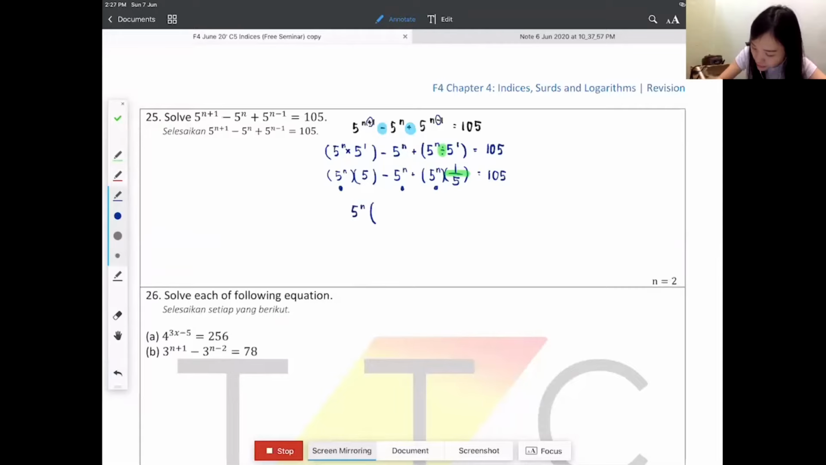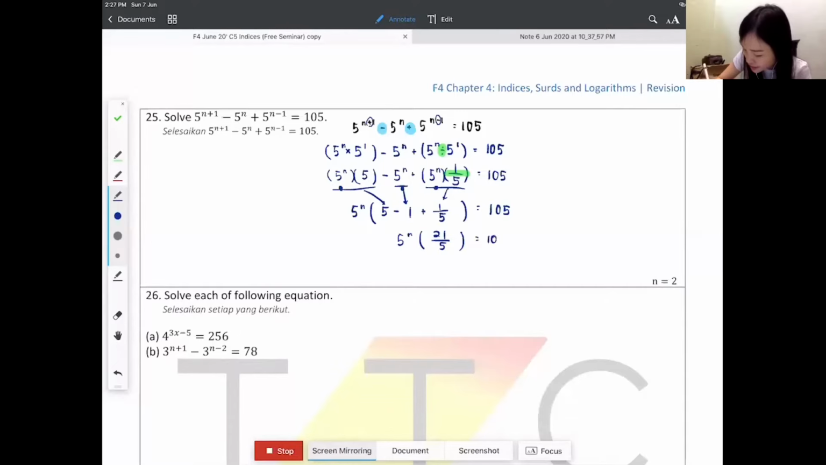Isn't it just pull out the persamaan? The first house, if I pull out 5n, I left 5 alone, correct? The second house, if I pull out 5n, I left 1. The third house, if I pull out 5n, I left 1 over 5. Isn't it equals to 105? Ta-da! Inside the bracket, press calculator. Okay, 21 over 5. Isn't it equals to 105? Correct. Until here, how do I continue, guys?